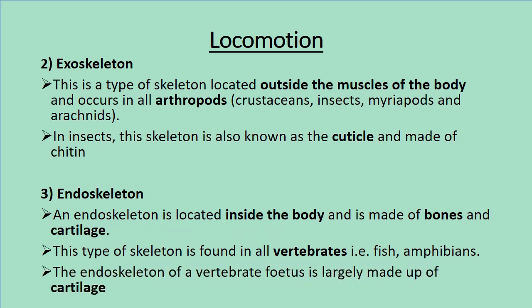So the endoskeleton of a vertebrate fetus is largely made up of cartilage. Okay, so as adult humans, we have most of our endoskeleton made of bones and a bit of cartilage. So this cartilage is found in softer parts, as we're going to discuss. Okay, but for a fetus, that is babies before they are born, their skeleton is just made up of this material called cartilage.